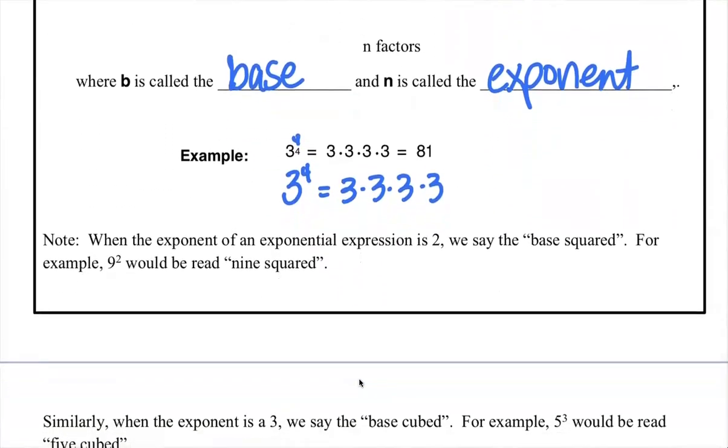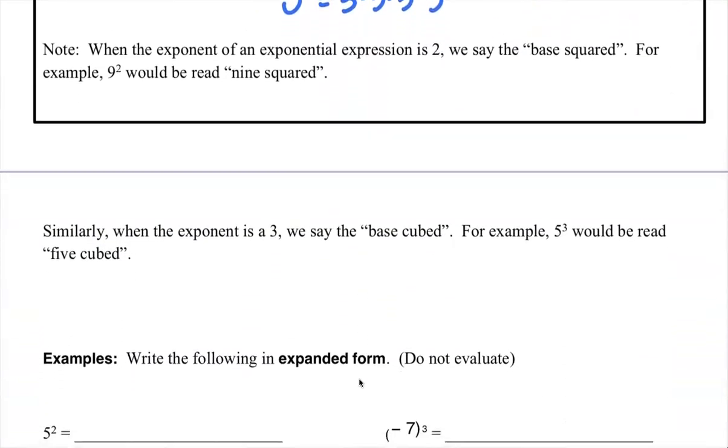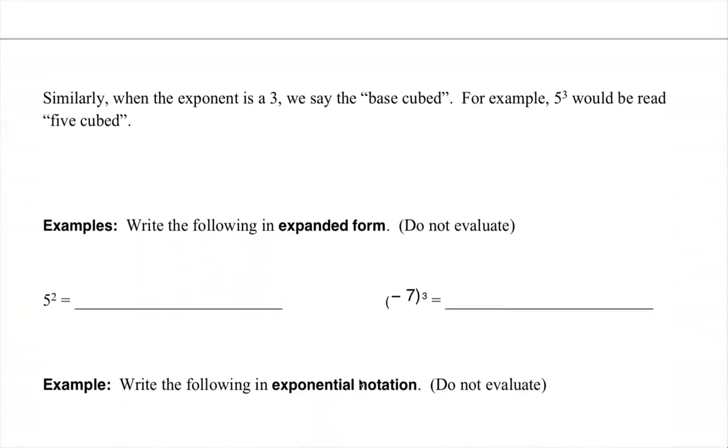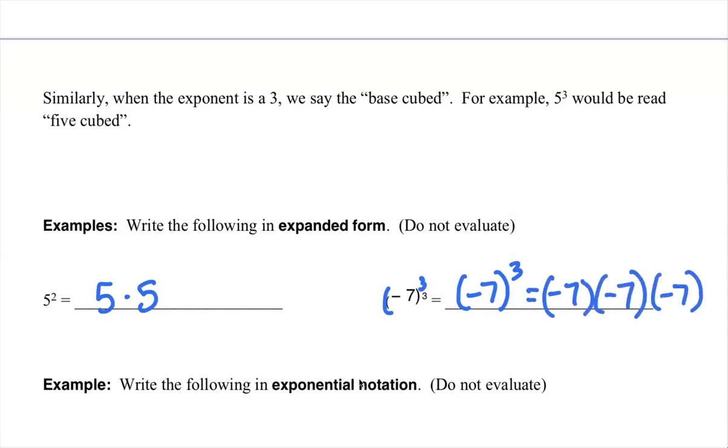When the exponent of an exponential expression is 2, we call that being squared, or 9 squared. You've probably heard that before. When the exponent is 3, you might hear that being called cubed. So 5 to the 3rd, or you could say 5 cubed. Expanded form just means write out what's being multiplied. So 5 to the 2 power or 5 squared means 5 times 5. Negative 7 cubed. Let me just write this again, emphasizing that should be up in the top right corner. Negative 7 cubed means negative 7 times itself 3 times.